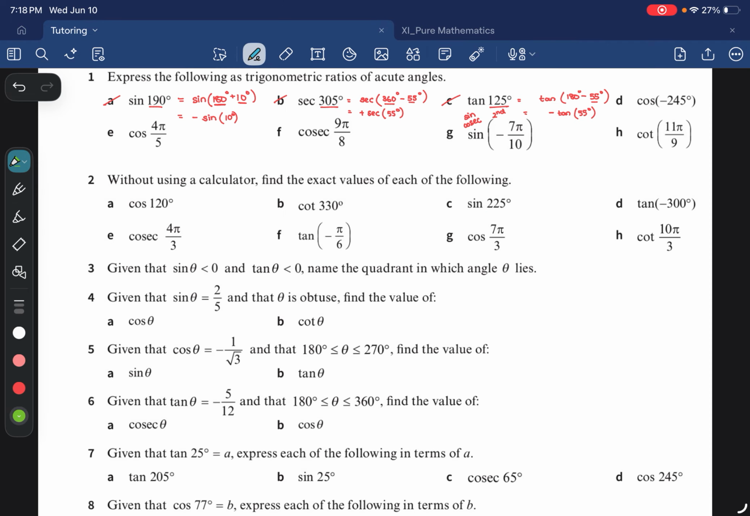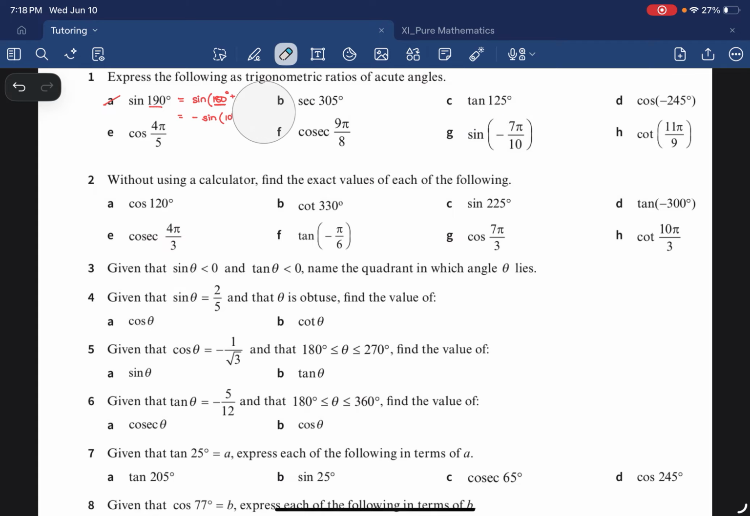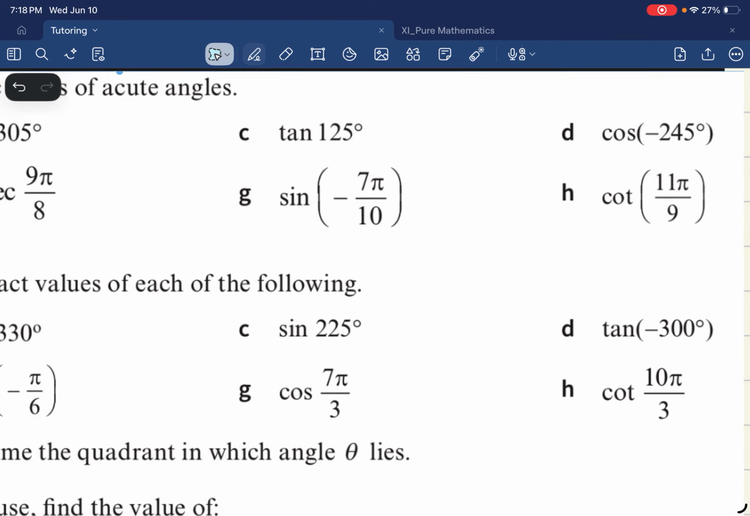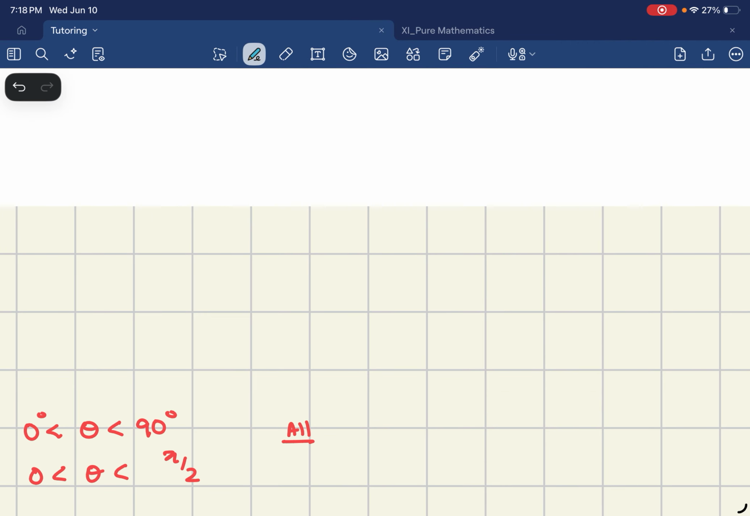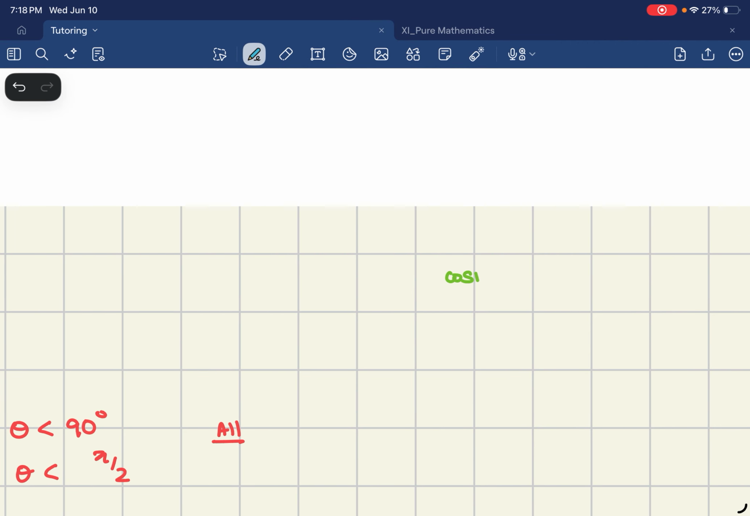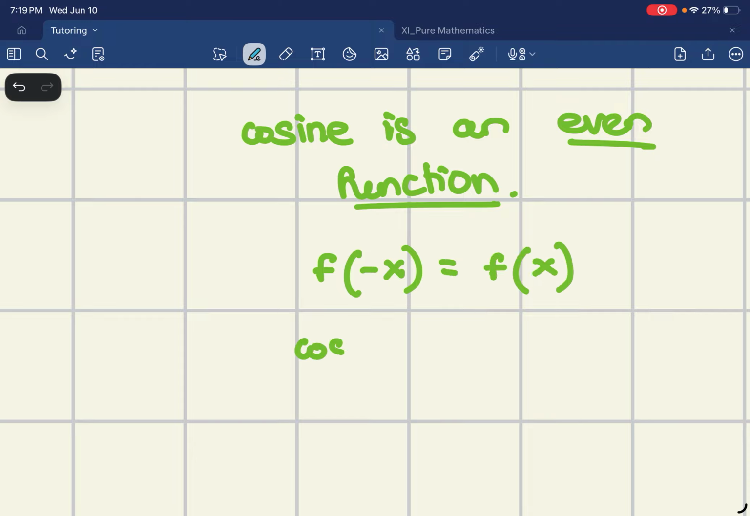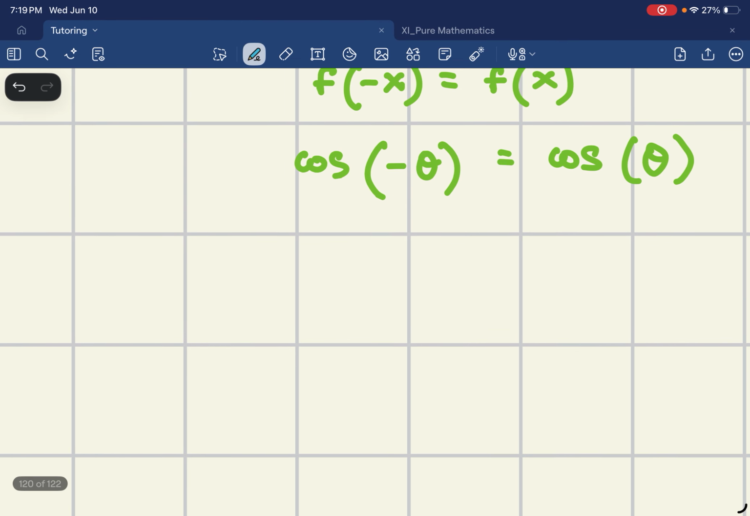All right, so I hope if things are clear, I can erase the solutions here so that I can do D. All right. D, I have cosine negative 245. Now here's one more thing that I am going to tell you. Cosine is an even function. What does that mean? That means that, for an even function, f of negative x is equal to f of x. That means cosine of negative theta is equal to cos theta.